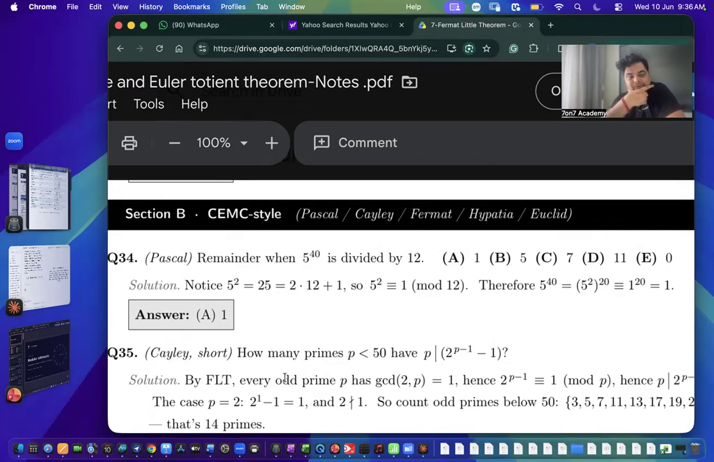इसके नीचे वाला, कैली वाला जो 10th ग्रेड का एग्जाम होता है. How many primes p less than 50 has p minus 1 divisible by ... so all prime numbers except 2. देखो, Fermat's little theorem is applicable here. You could see it. When it is applicable, you can check it. This is one lesser than this number, so it is applicable.